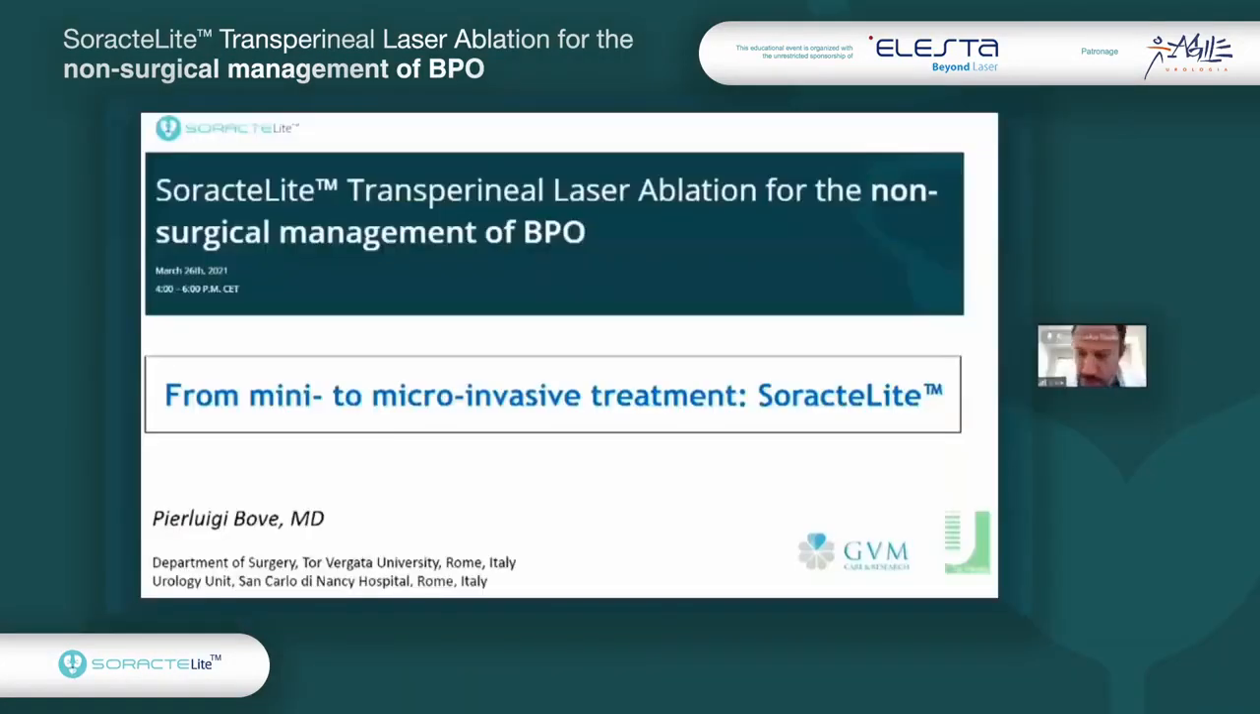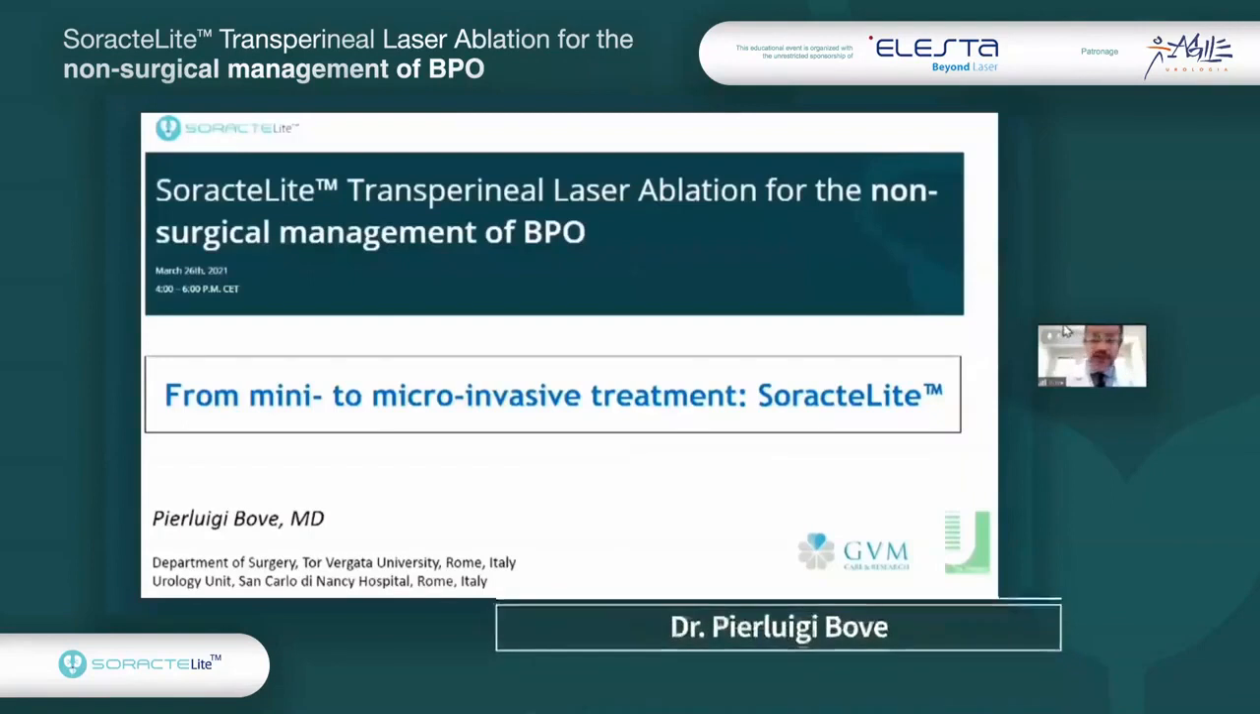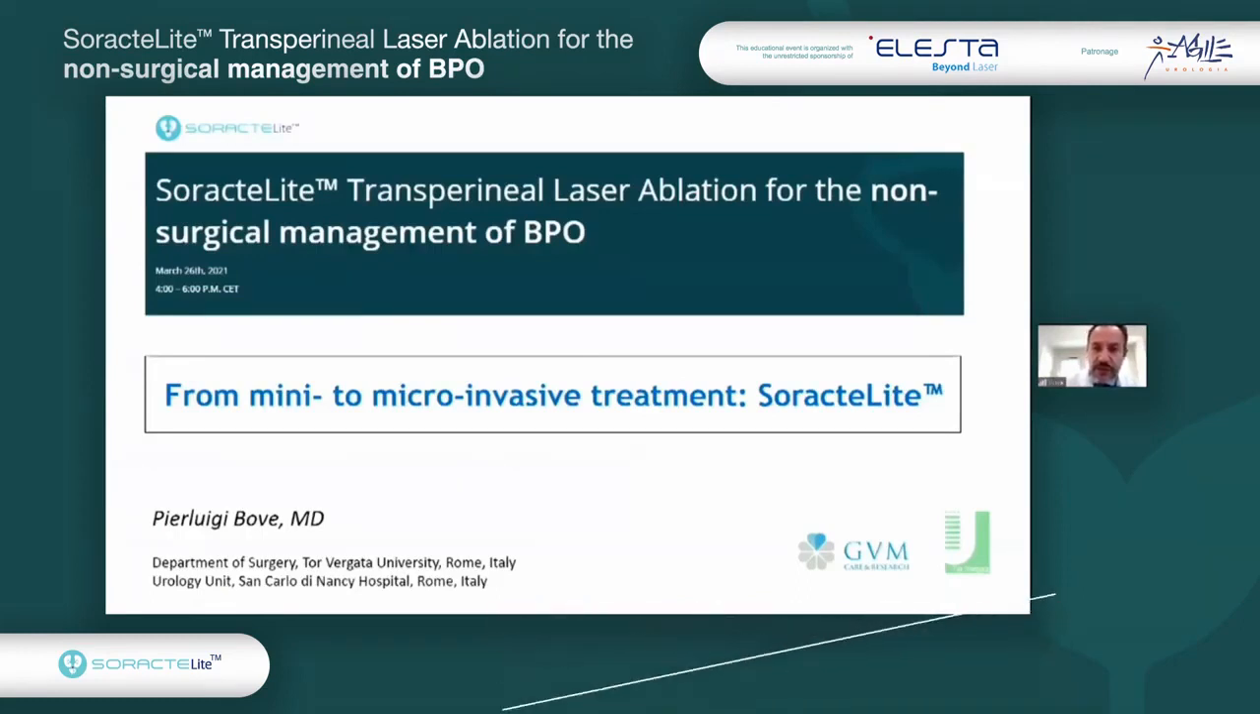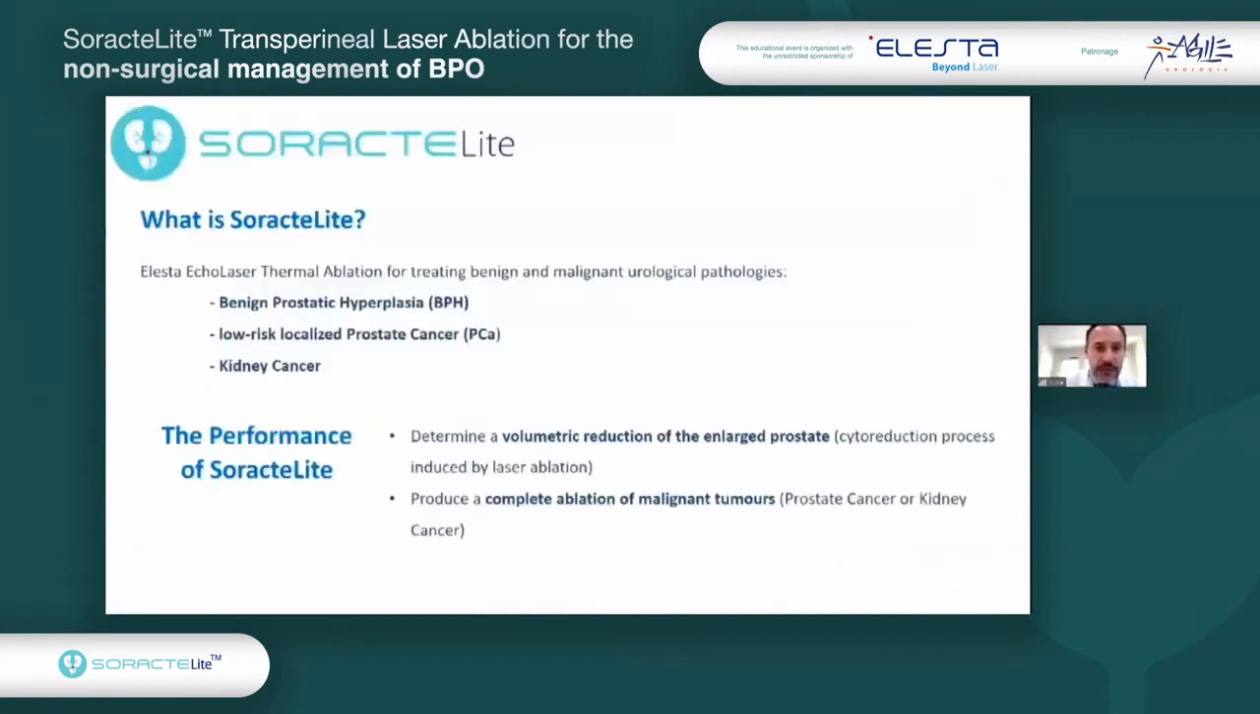So now it's the moment to start with the presentation of this new device, which is the Soractelite transperineal laser ablation for the non-surgical management of BPO. With this presentation, we will move from a mini to a real micro-invasive treatment, where we will not use the urethra to go for the treatment of BPH, but we will move from the outside to the inside using the perineum.